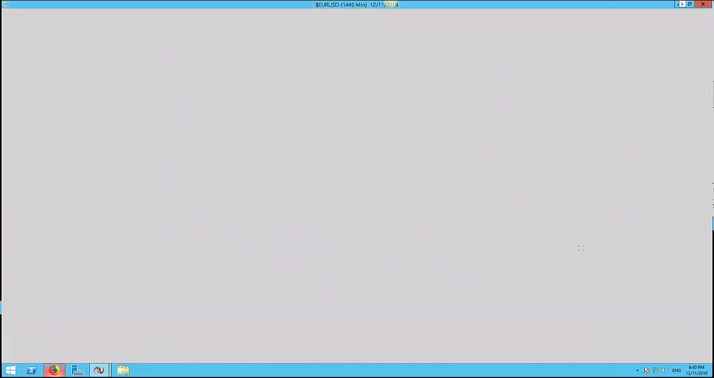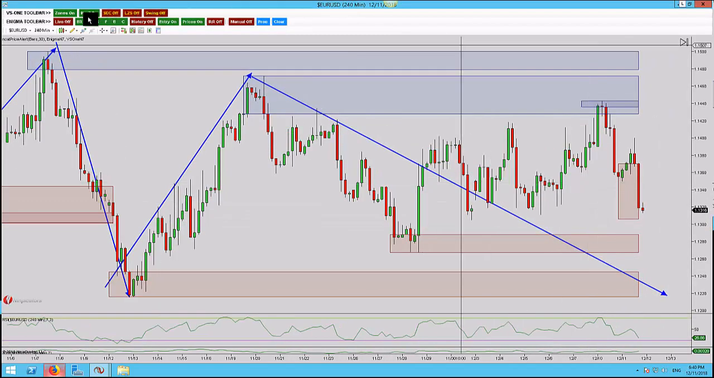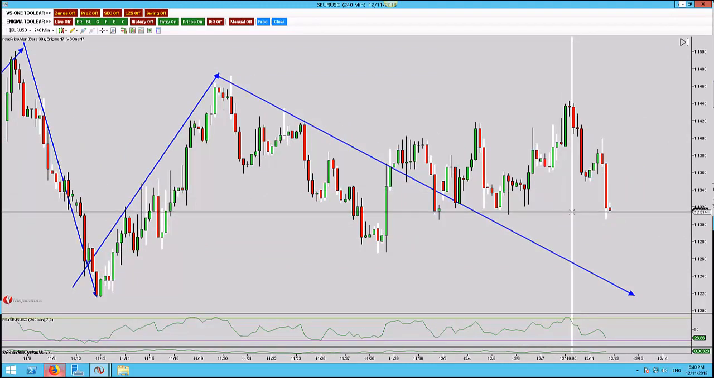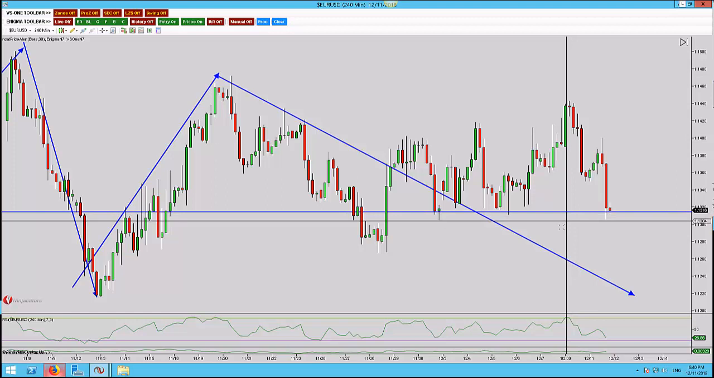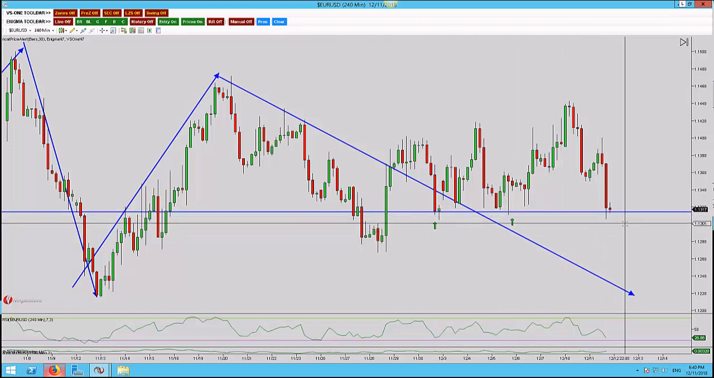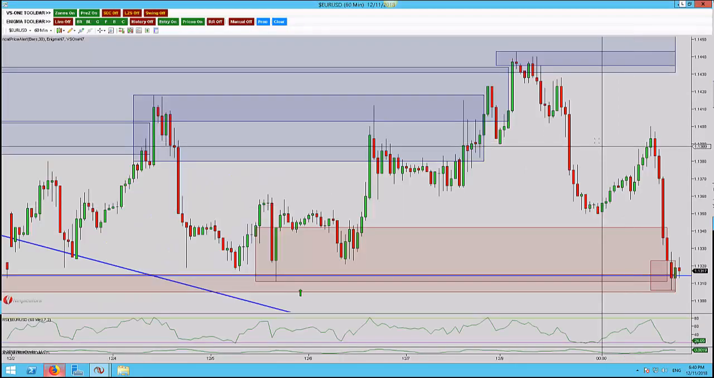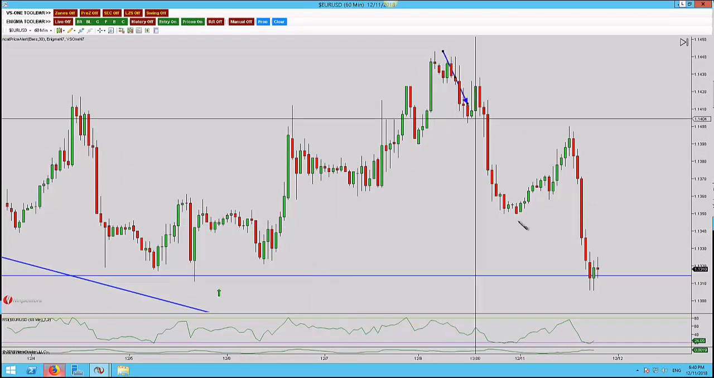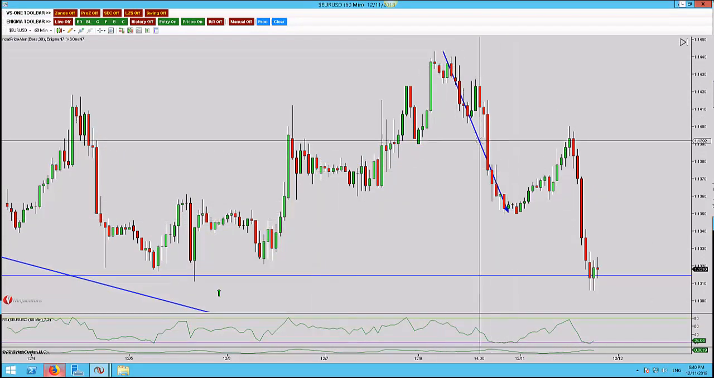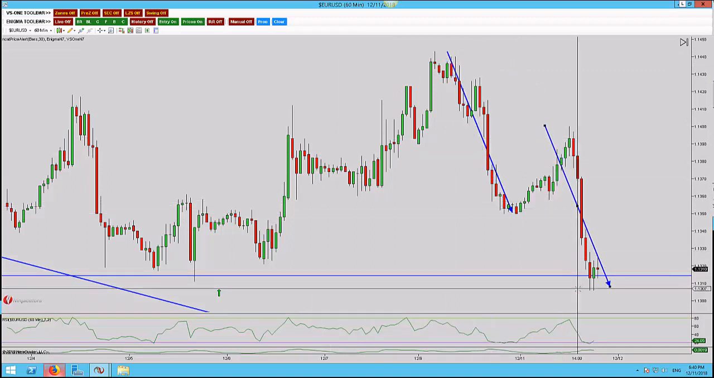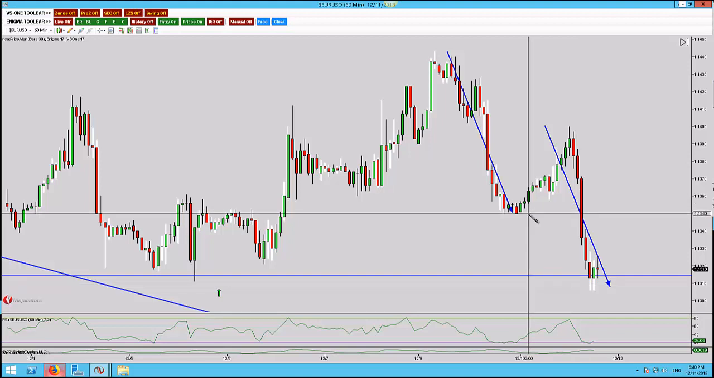Let's drop to the 240. Here on the 240 you can clearly see that AB equals CD pattern now coming down into these structure levels, so here and here. Let's go to the 60. So if we just draw this out, this is an AB equals CD pattern. You can see we've come down there and completed.